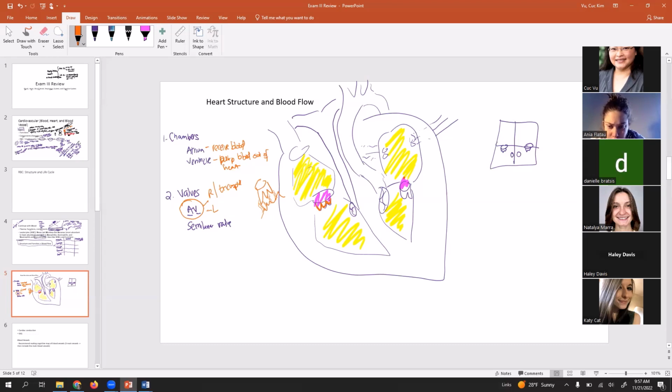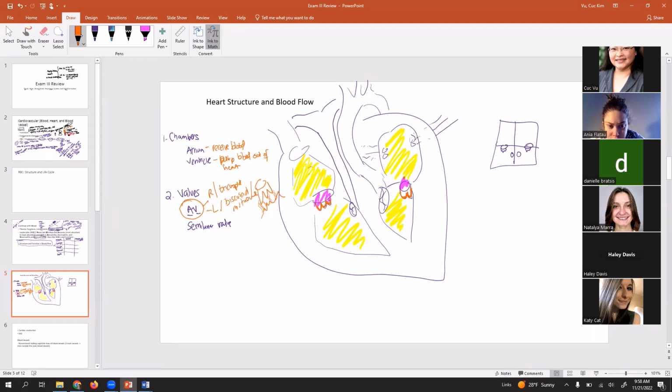Now you can see on the left-hand side, how many folds are there? Two. So you can either call it the left AV valve or the bicuspid valve. And to make it a little bit harder, we also call it the mitral valve.